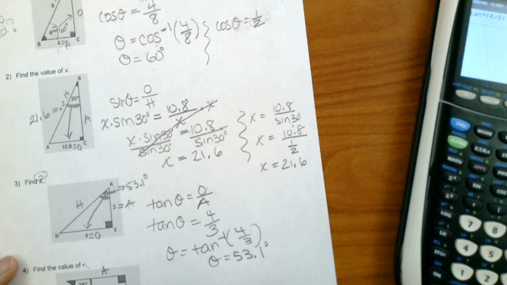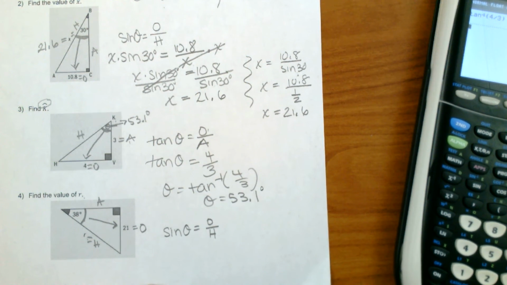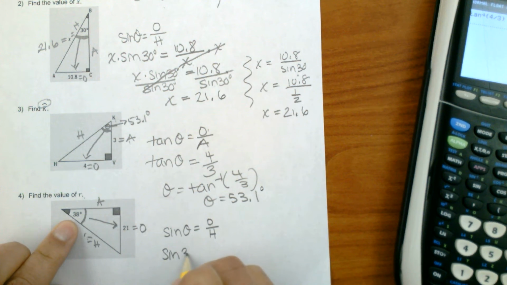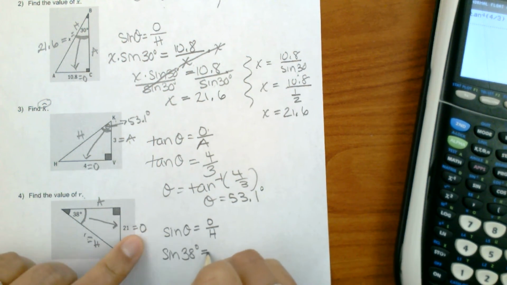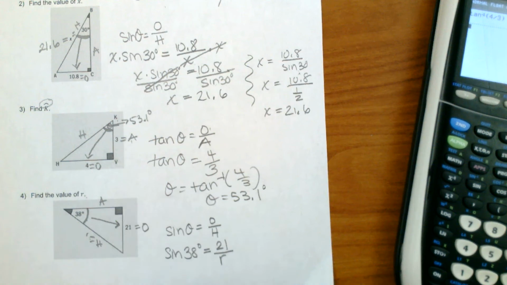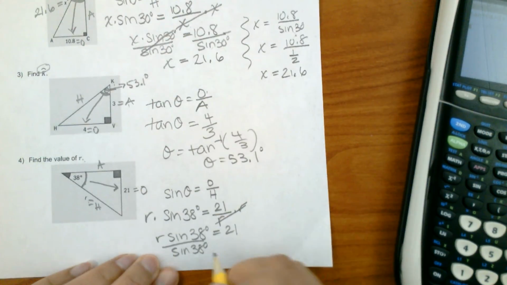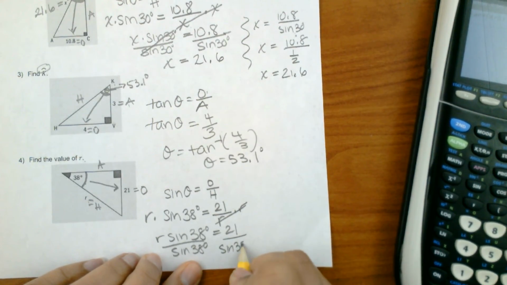So let's write that down. Sine of theta equals opposite over hypotenuse. All right, let's put in the information. Sine of 38 degrees equals, we have O, 21 over, we don't have H, R. And that's very similar to the one we did over here. We're going to multiply both sides times R. R sine 38 degrees equals 21. Divide by the sine of 38 degrees.